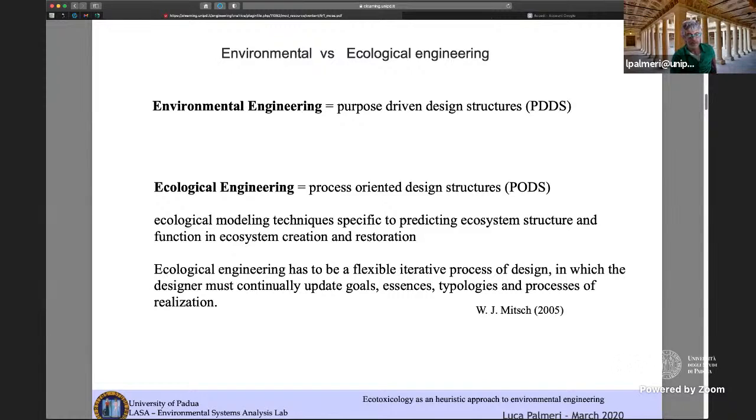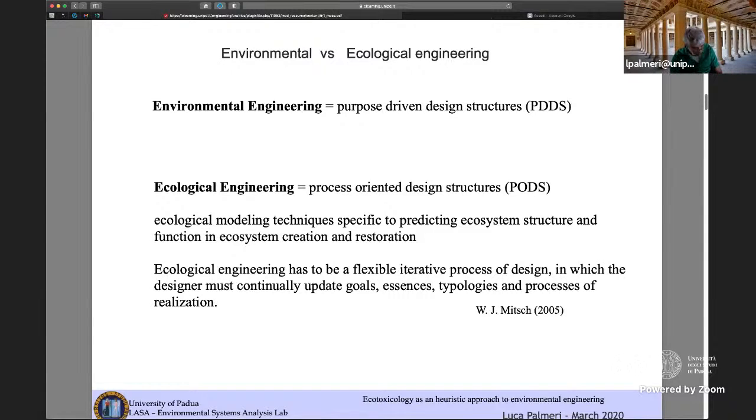Differently from environmental engineering, ecological engineering is more about process-oriented design of structures. So the structures that the ecological engineer designs are more process-oriented than purpose-driven. This has to do with the fact that engineering is a practical science in which engineers are requested to build construction structures, intervene into systems, modify the behavior of systems. This is all purpose-driven, while in the case of ecological engineering, we are more interested in the process.